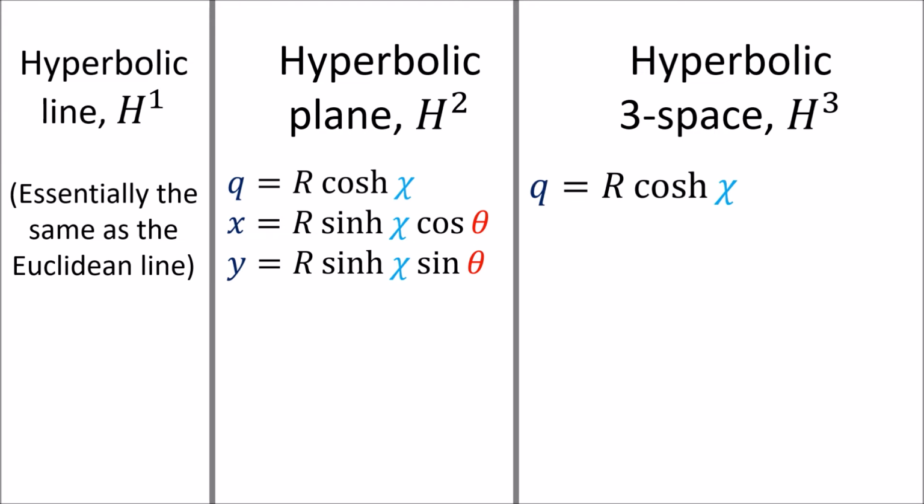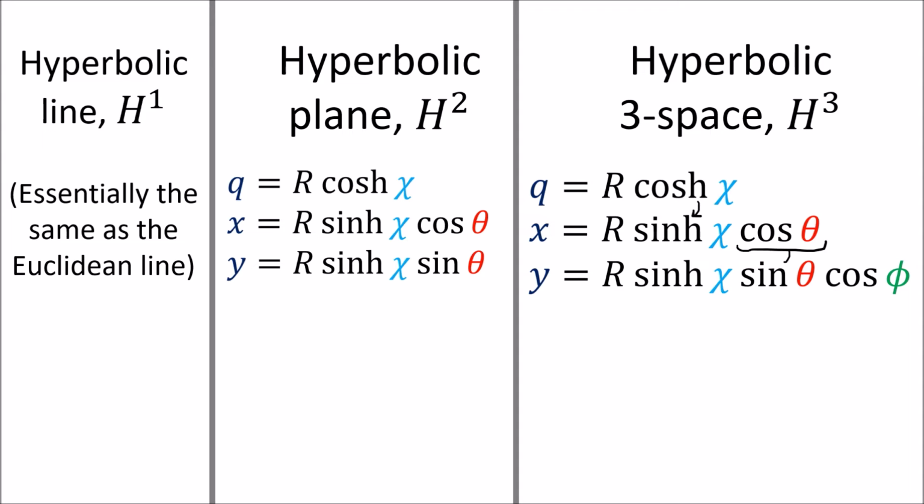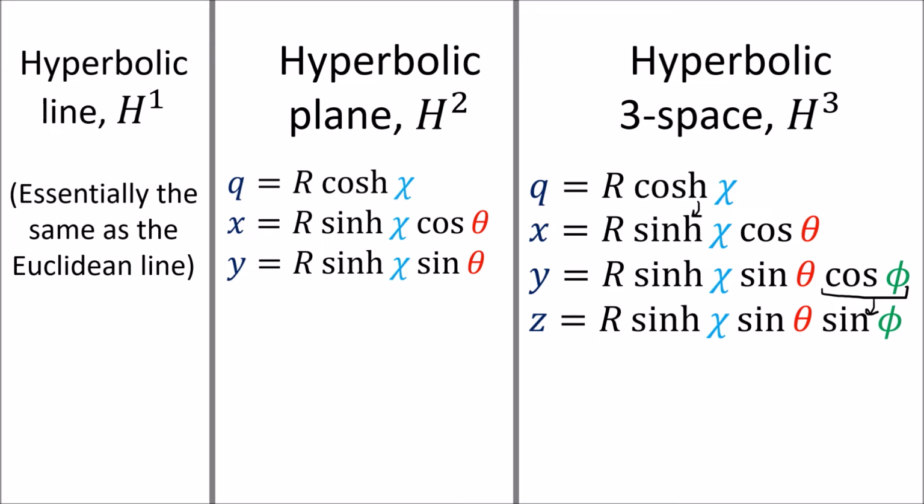Now, to get the formulas for hyperbolic 3 space, we can just follow the pattern like we did before. The first coordinate variable equals r times cosh of chi. Then we change cosh to sinh and add a cosine on the end. Then we change cosine to sine and add a cosine on the end. Then we turn cosine into sine.